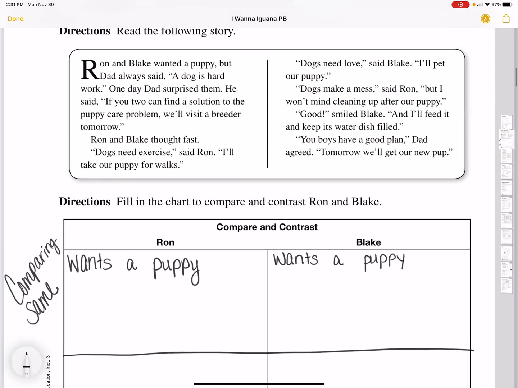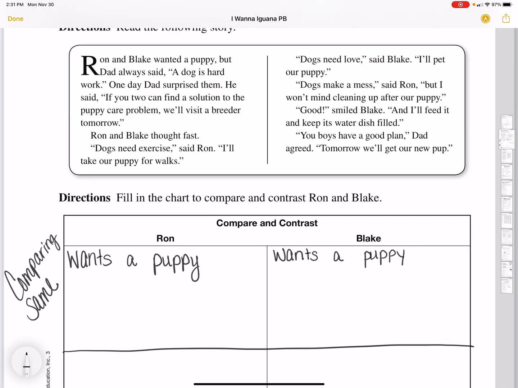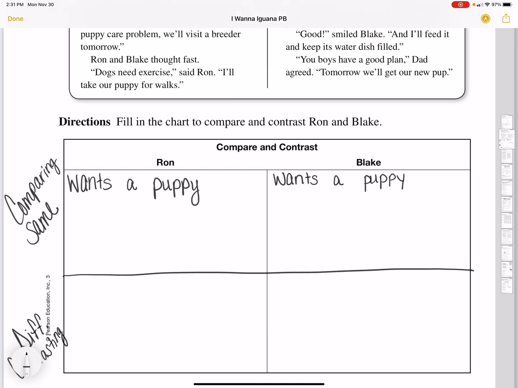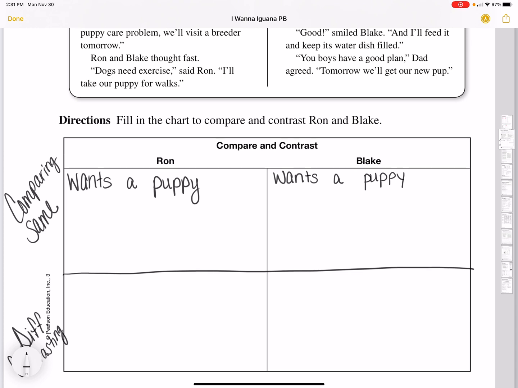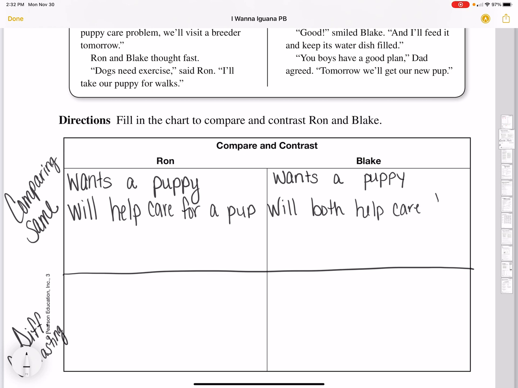Another way that they are the same, this whole story is about Blake will do this, Ron will do this, and they're going to do their part. So they're both going to help care for a puppy. So will help care for, and I'm going to say pup because I'm running out of room. And I'm going to put that also on Blake's. Will both help care for a pup. All right, I ran out of room.